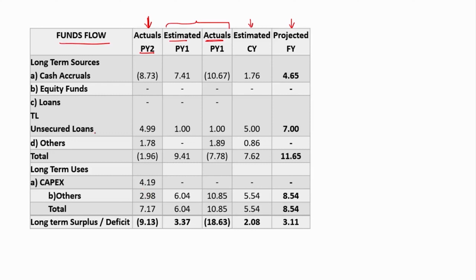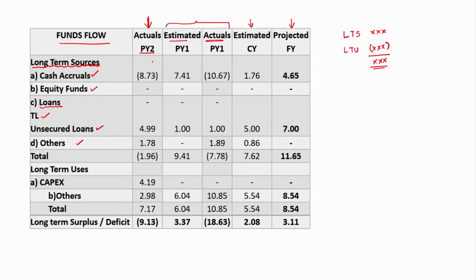So this fund flow statement, as I already said, will list out all long-term sources. It will list out long-term uses. Then you will know whether there is any surplus or deficit of long-term funds. Now let's look at this case. What are the possible long-term sources? Number 1, cash accruals. Number 2, equity funds. Number 3, it can be loans in the nature of term loan, unsecured loans, and any other long-term sources. For example, sale of fixed assets is also a long-term source. Sale of long-term investment is also a long-term source.